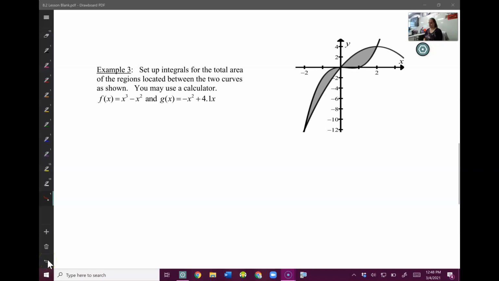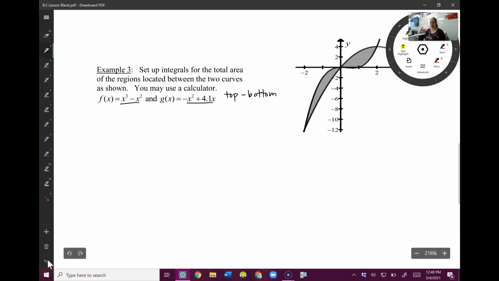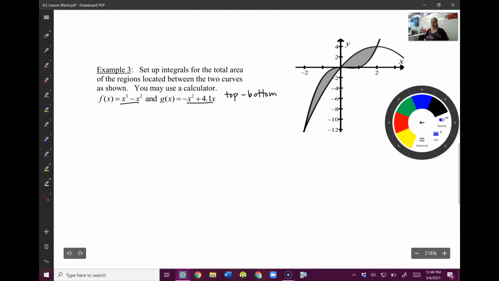Last problem. So let's start by looking at the equations in this problem. Both of these equations are in terms of x, which means we're going to be doing top minus bottom on this one. Because it's in terms of x, it's top minus bottom. So, example 3, set up integrals for the total area of the regions located between the two curves as shown. Now, this problem actually has something that we need to be very, very careful about.